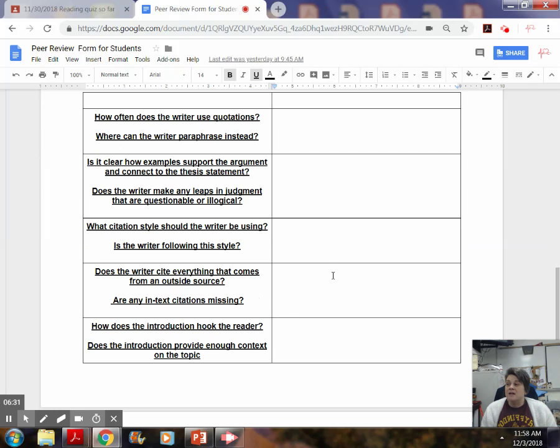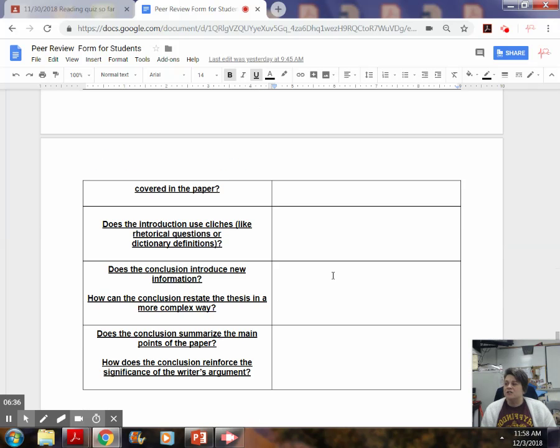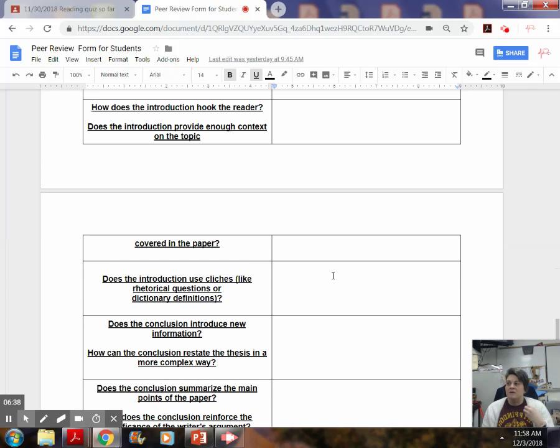You're looking to make sure that they're using the right format. Going back to that introduction and conclusion: Did it hook me in? Do I understand what's going on? Does it provide context on what's going to be covered in the paper?